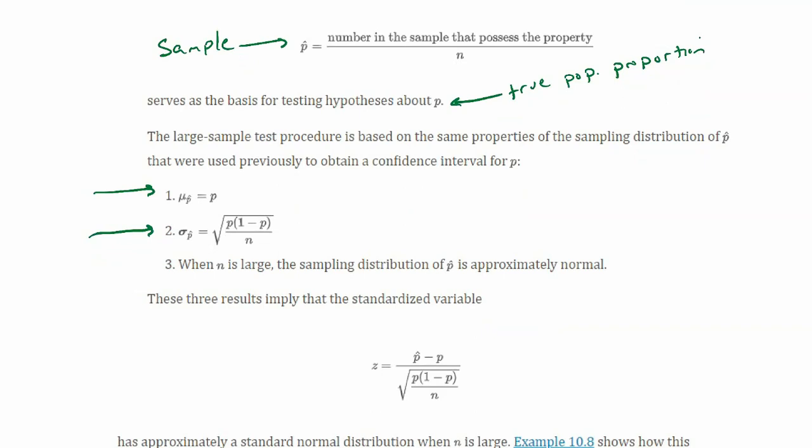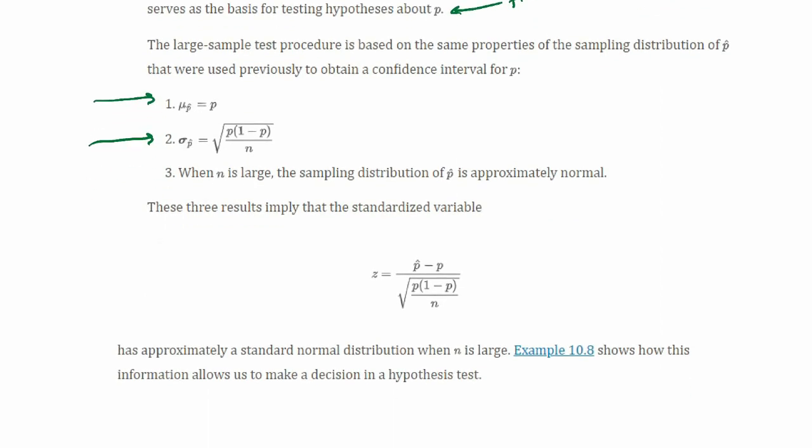And the other property was that n times p is greater than or equal to 10, and n times the quantity 1 minus p is greater than or equal to 10. Not stuff we're going to have to worry about for these problems. We're always going to assume that our population is large enough that we can apply this in the examples we go through, so you're not going to have to worry about that.